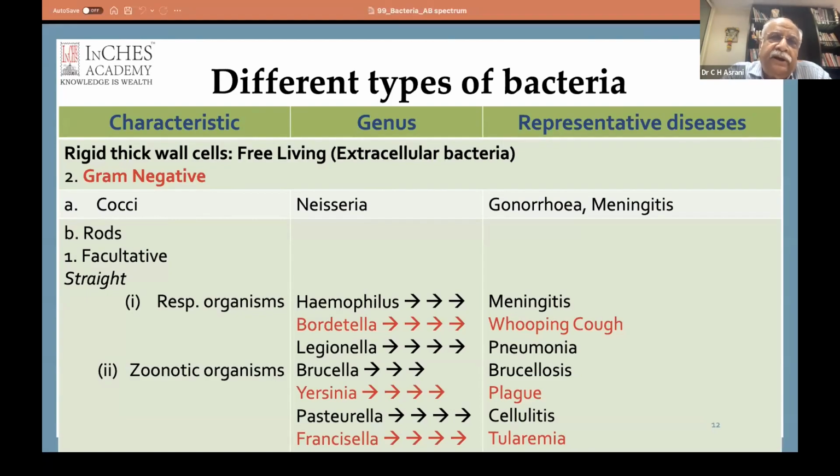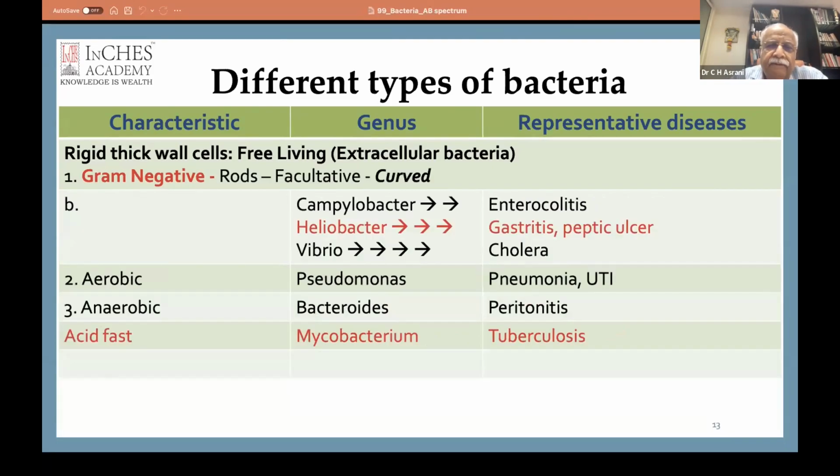Then we have zoonotic organisms. Brucella causes brucellosis. Yersinia pestis causes plague. Pasteurella causes cellulitis. And Francisella causes tularemia, although tularemia is not so common here. Then in facultative, we have curved rods. Campylobacter causes enterocolitis. Helicobacter we know causes gastritis and peptic ulcer. Vibrio causes cholera.